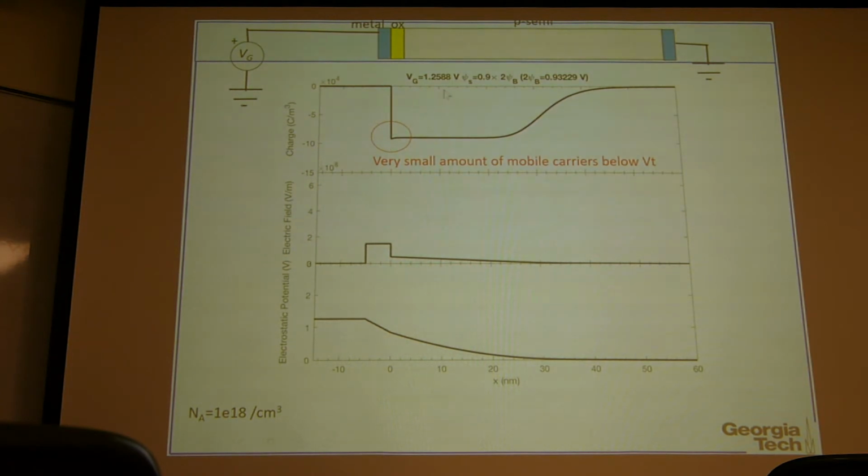So in the bulk, this kind of electric charge is due to the dopant. Only here, this little peak is the weak inversion electrons below the threshold. So this is the source of the current below the threshold.